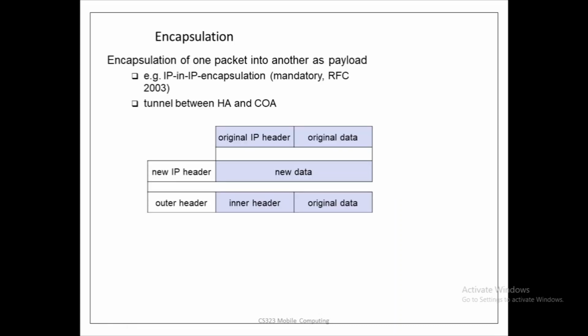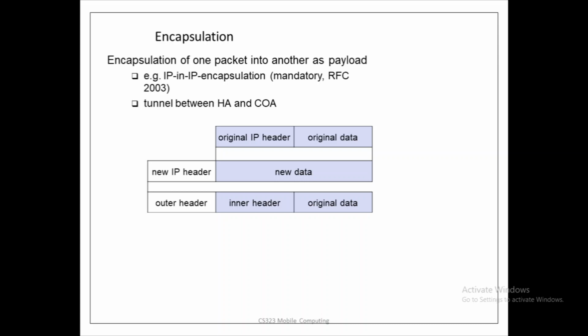Next is the encapsulation. Next part is the encapsulation, so tunneling or encapsulation. Encapsulation of one packet into another as a payload. The tunnel establishes a virtual pipe for the data packets between the tunnel entry and the tunnel endpoint. The packets entering the tunnel are forwarded inside the tunnel and leave the tunnel unchanged. So tunneling, that is sending packets through a tunnel, is achieved by using only encapsulation.